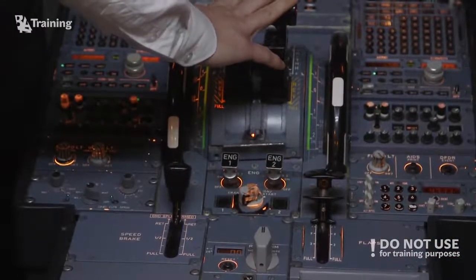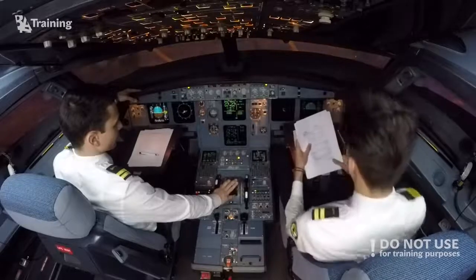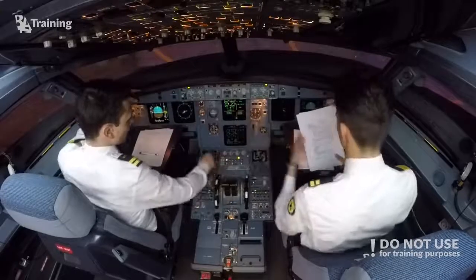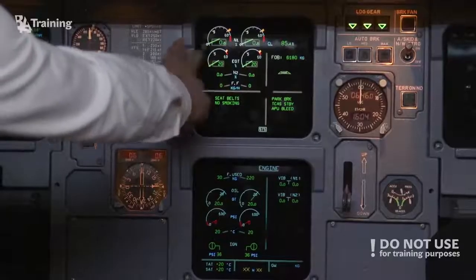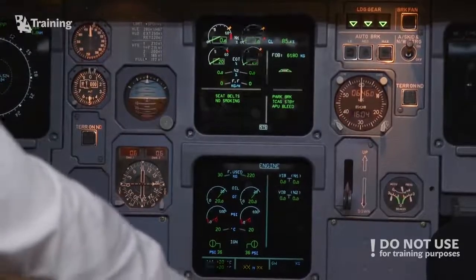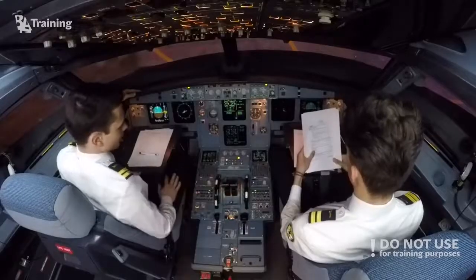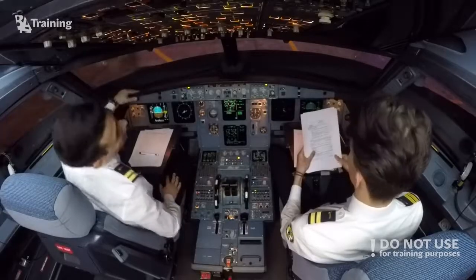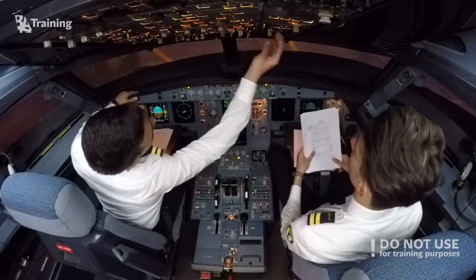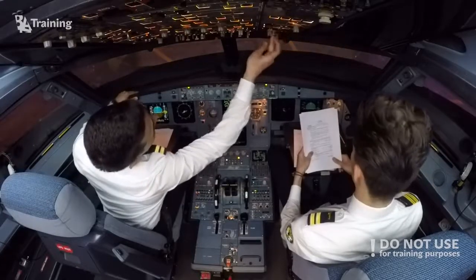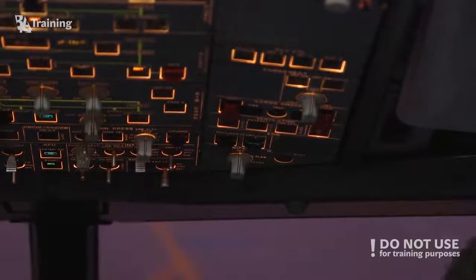When all engine parameters are available on the upper ECAM display, which it is right now. Yes, when the amber crosses disappear, this means actually that the FADEC has been fully powered up. Correct. Engine manual start push button switch on. Engine number 2 manual start, push button switch on. Start valve check in line.